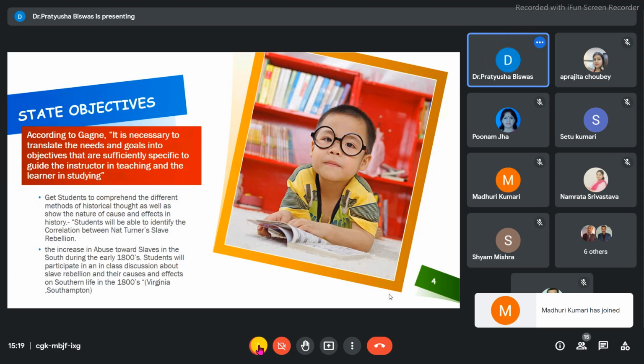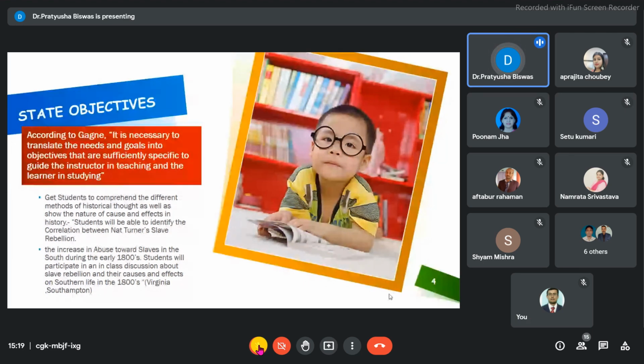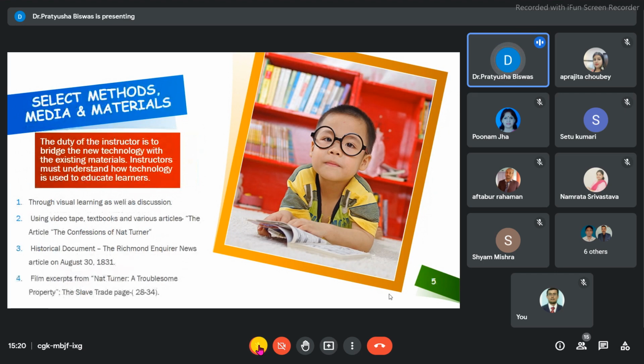For debates, I think these are more necessary, because once the child enters into a classroom discussion or a debate with history in mind or civics in mind, they will be doing an in-depth study, not only related to the task or the topic that has been assigned, but in order to defend the topic, he will be reading three more texts extra. That is how you will be creating the need for extrinsic reading. When we encourage extrinsic reading, we will automatically make the child acquainted with other texts, other books apart from the curriculum. The third one is select method, media, and materials.